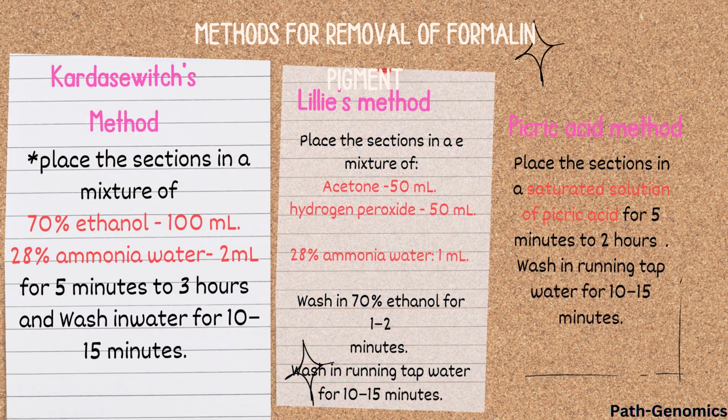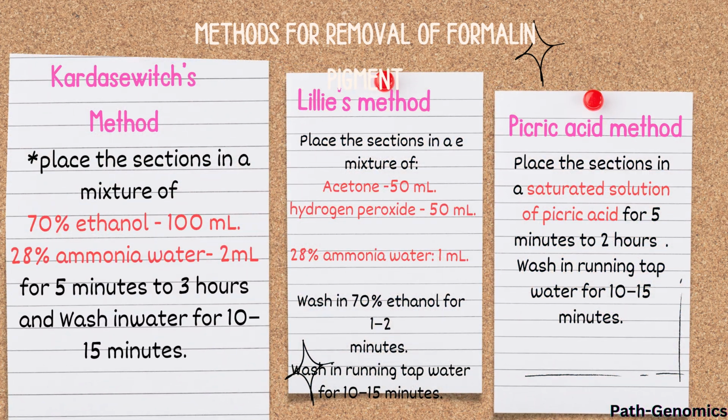There are different methods for removal of formalin pigment. First one is Kardacevich's method, where the sections are placed in a mixture of 100 milliliters of 70% ethanol and 2 milliliters of 28% ammonia water for 5 minutes to 3 hours. Second method is Lillie's method, where a mixture of 50 milliliters of acetone, 50 milliliters of hydrogen peroxide, and 1 milliliter of 28% ammonia water is used. Third method is the picric acid method, where the sections are treated with saturated solution of picric acid for 5 minutes to 2 hours.